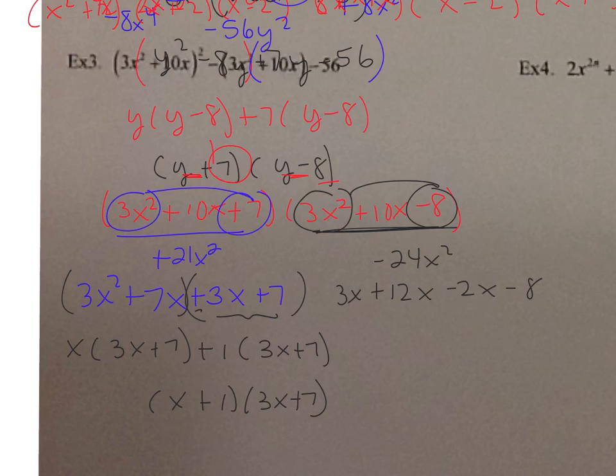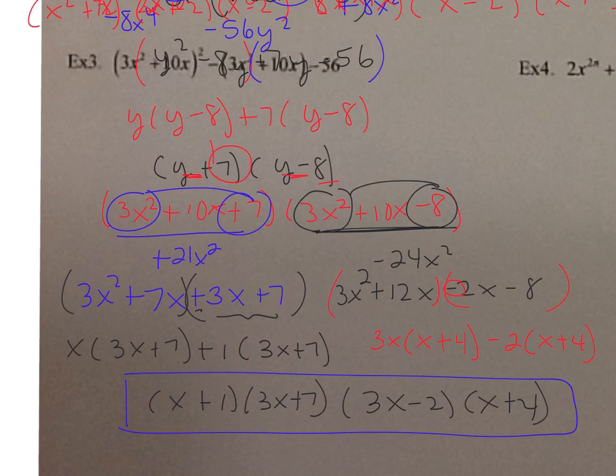Bring down the x's. And now we're going to factor by grouping. So the GCF of the first group is 3x times x plus 4. And the GCF of the next group, and look, there's a minus here, so put the minus on the outside. GCF is 2 times x plus 4. So my factors are going to be 3x minus 2 and x plus 4. So this is your final answer here, this whole thing. Okay, so let's get to number 4, last one.